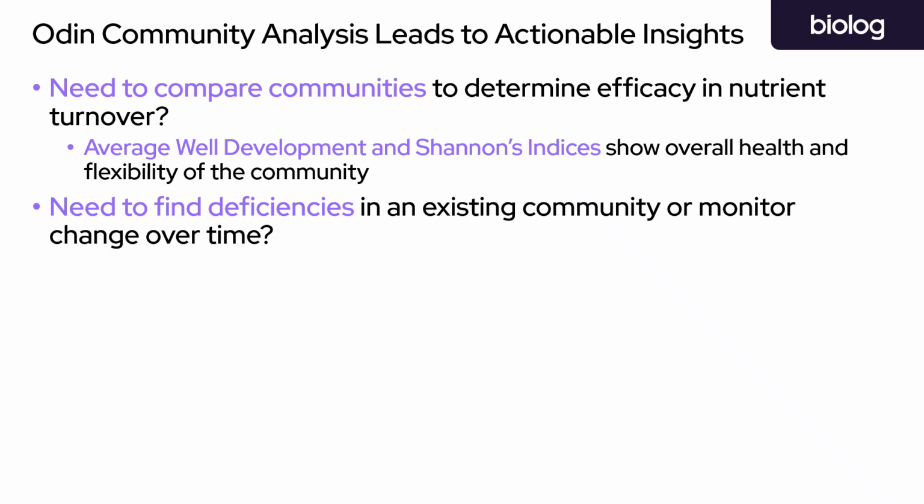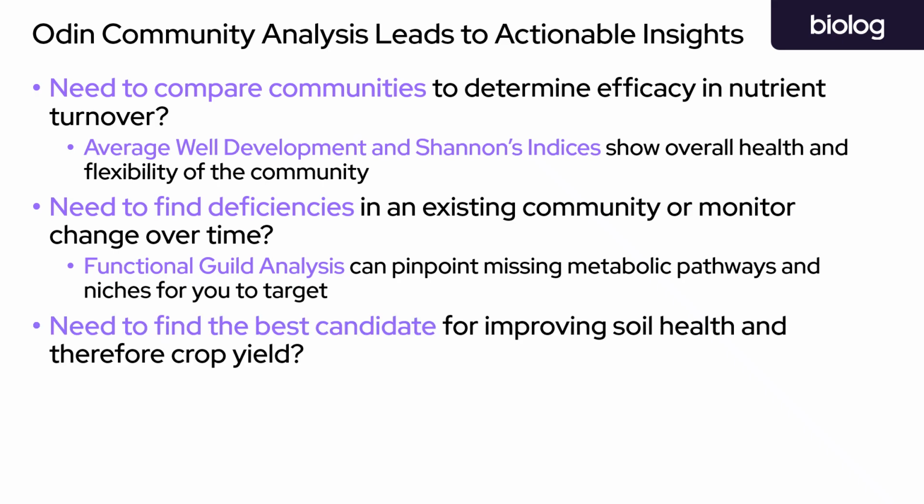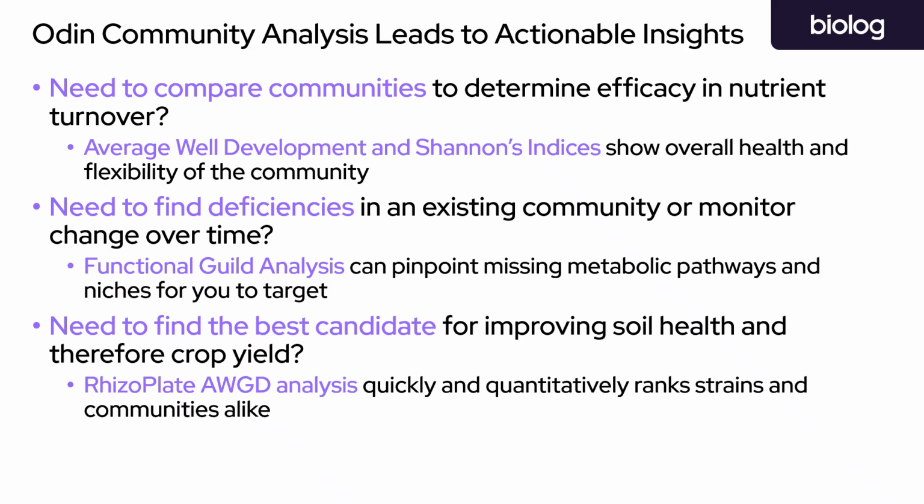Do you need to find deficiencies in an existing community or monitor change over time? Use the functional guild analysis tool, which can pinpoint missing metabolic pathways or niches for you to target. Do you need to find the best candidate for improving soil health and therefore crop yield? Think about the rhizoplate average well growth development analysis to quickly and quantitatively rank your strains and communities.